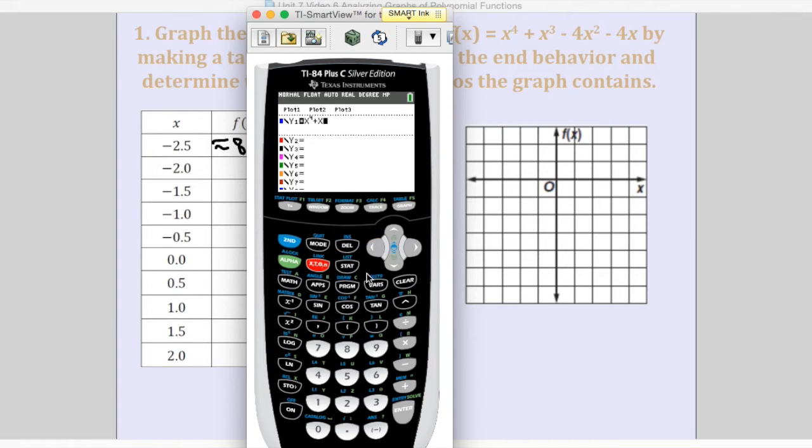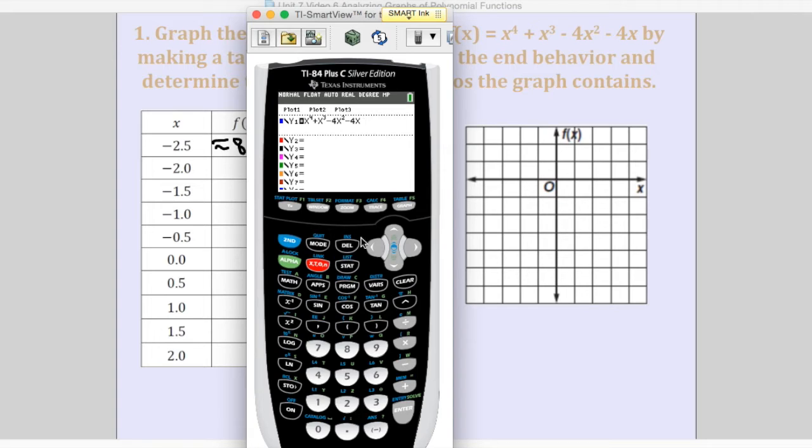Okay, x to the third minus 4x squared minus 4x. All right, so it's typed in. I'm going to confirm I typed everything in correctly. Looks good, okay? So now I want to get my table of values.